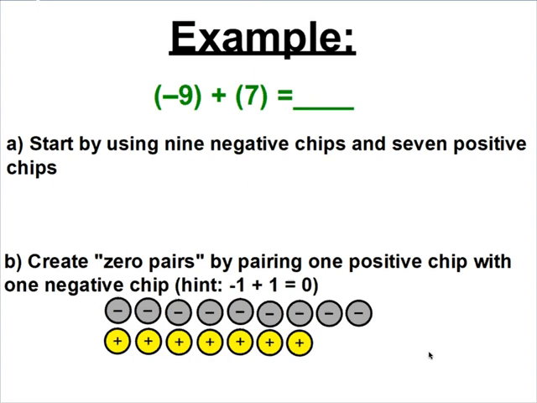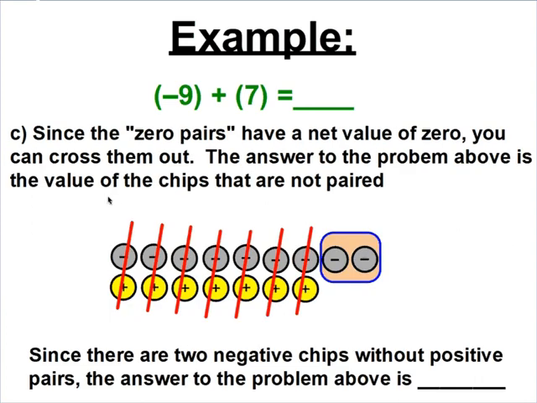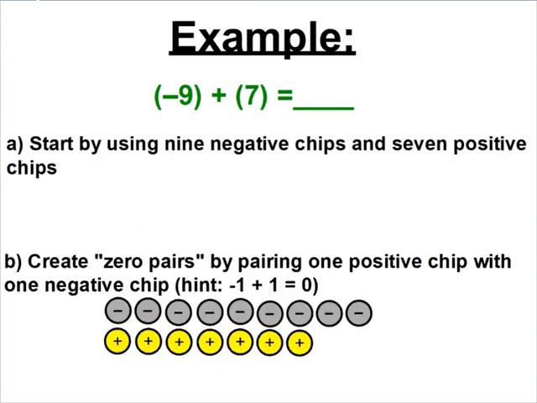The chips that still have value are the chips that don't get paired up with an opposite chip. So the 2 on the end, you can see, aren't paired, and they're both negative. So what that means is that we can cross out the zero pair chips, as shown here, and the 2 remaining chips in that little box to the right here show you the answer to the math problem. So negative 9 plus 7 equals negative 2.